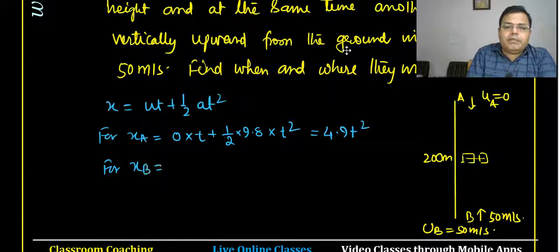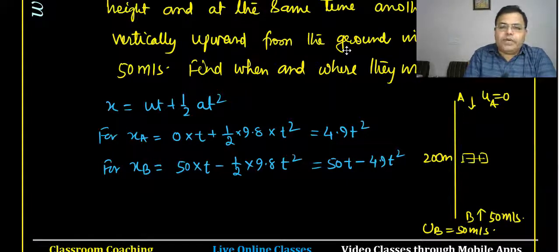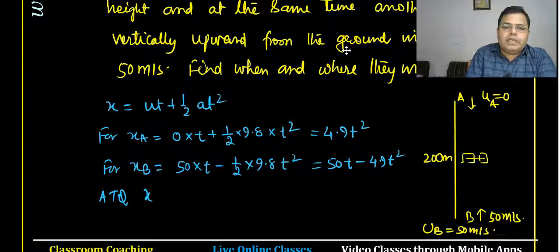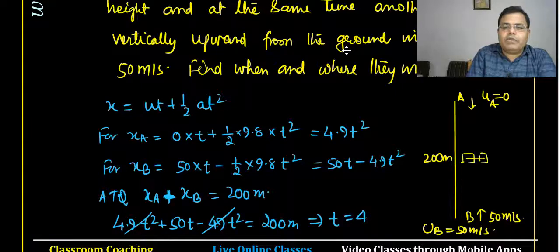For B, the distance traveled by B is equal to 50 into t minus half into 9.8 into t square, that is 50t minus 4.9 t square. According to the question, the distance traveled by A plus the distance traveled by B is 200 meter. So 4.9 t square plus 50t minus 4.9 t square is equal to 200 meter. This and this cancel, 50t is equal to 200 meter. So t is equal to 4 second.